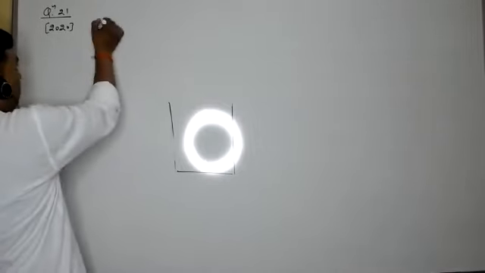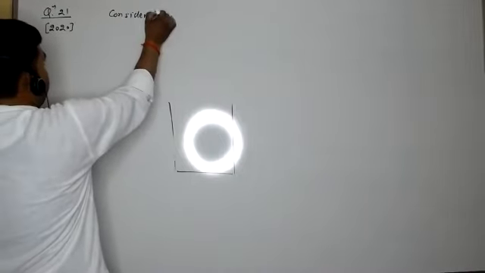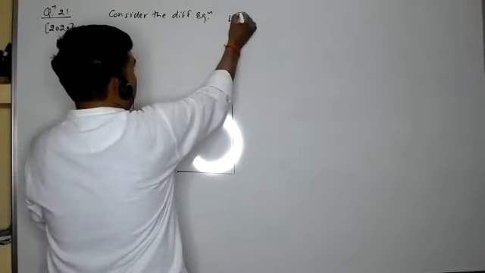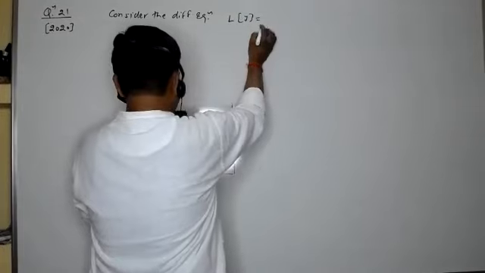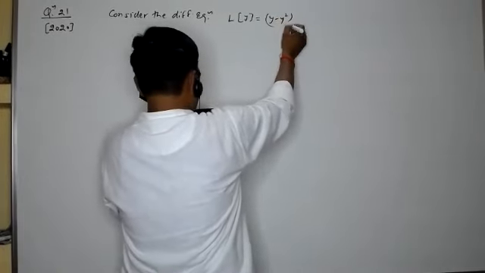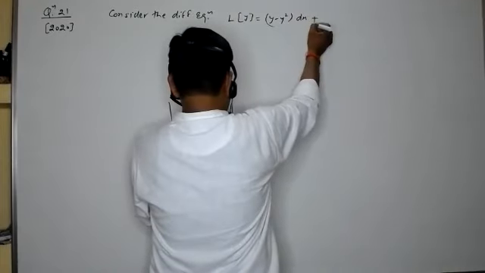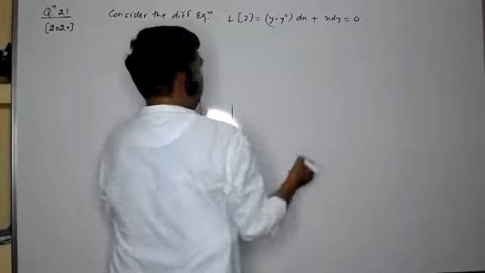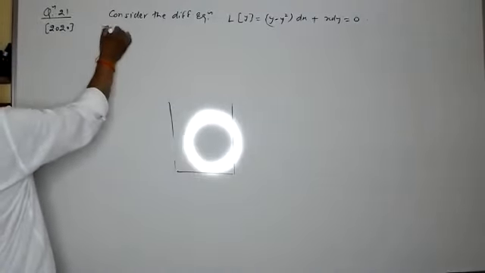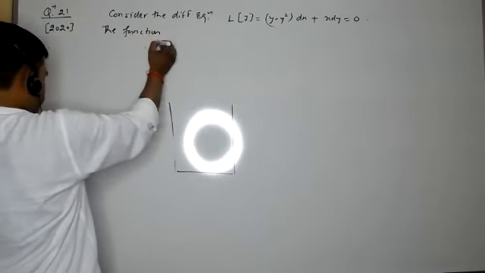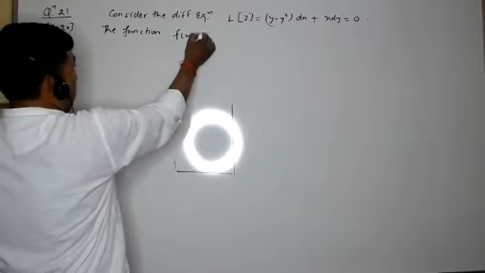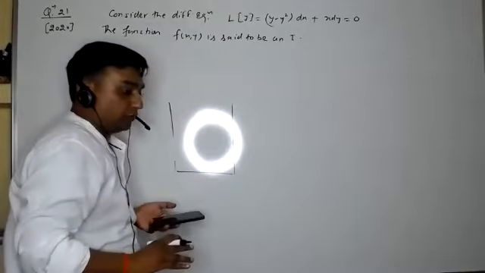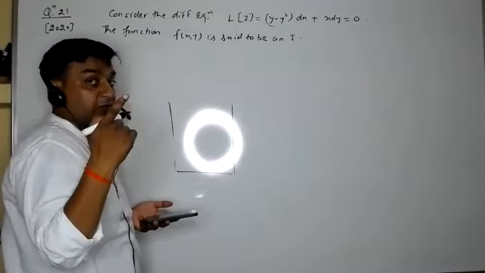Consider the differential equation. Actually, the expression is like this, so that you need my suggestions. Otherwise, the question is easy only. Plus x dy equals 0. Full stop. The function f of xy is said to be, and please note down this question because I have an intention behind solving it. I will tell you later.